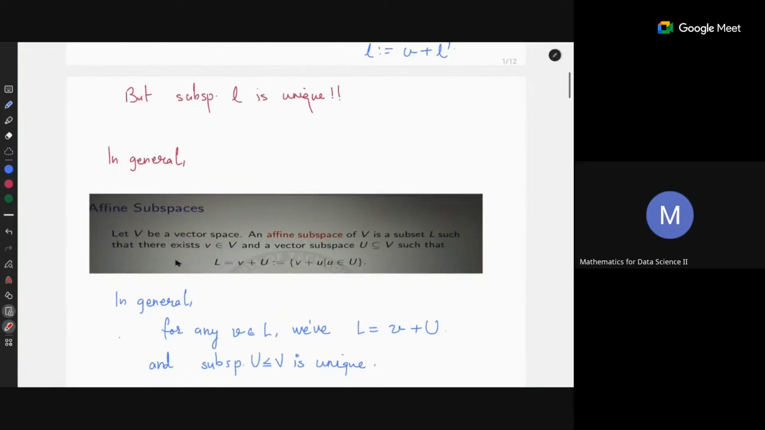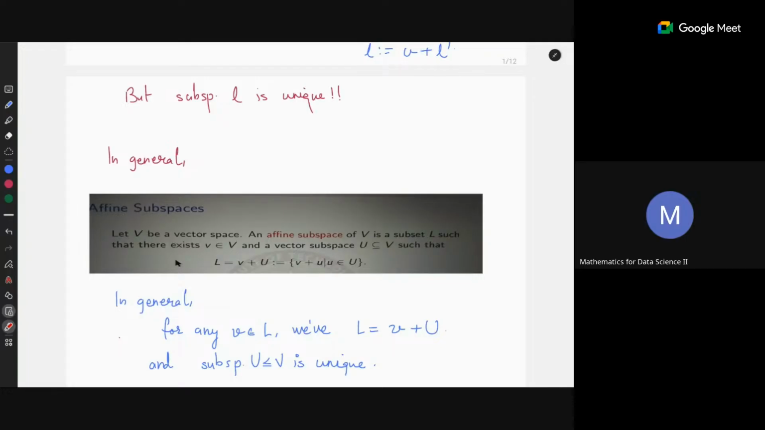So in generality, you can say V is a vector space, and an affine subspace of V is a subset L such that there exists a vector v in V and a vector subspace U in V such that L is equal to v plus U. That means every vector in L is nothing but the sum of the vector v with some vector in U. So that is the definition of an affine subspace.